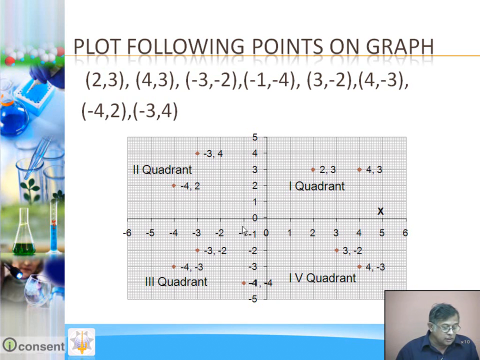y coordinate positive. In third quadrant, this is on negative x axis and negative y axis. So both coordinates are negative. And in this quadrant, this is positive direction of x axis. This is negative direction of x axis. So x positive and y negative.